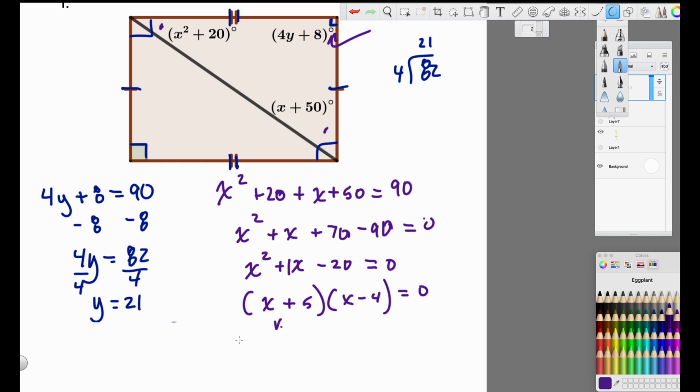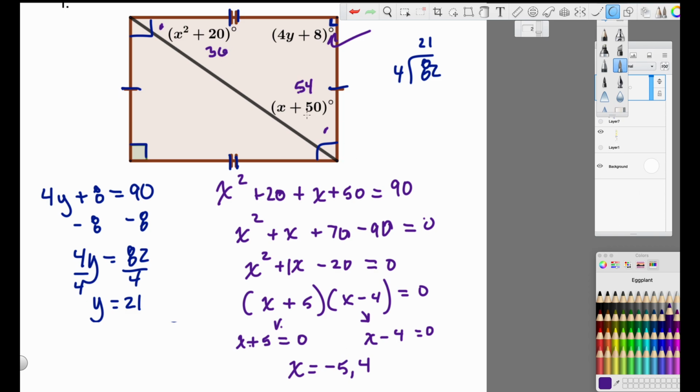So I'm going to set each of these quantities equal to 0, because we're using the 0 property of multiplication. And x equals negative 5 and 4. So if I put 4 in here, that would give me 54. I put 4 in here, that would give me 4 squared is 16 plus 20 is 36. Okay, 36 and 54 both work.